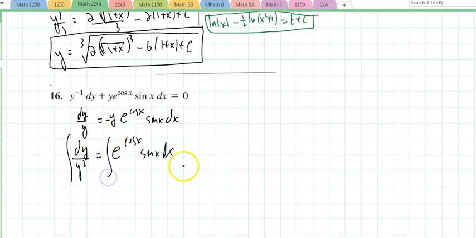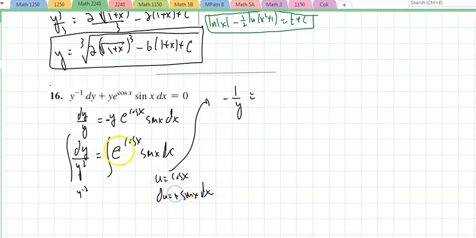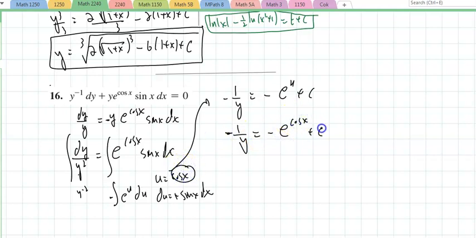And if I integrate, I'm looking at, this is y to the negative 2, add 1 to the power, divide by that, negative 1 over y equals, here if I let u equal the cosine of x, du is negative the sine of x dx, so that picks a negative e to the u du. So that becomes negative e to the u plus c, negative 1 over y equals negative e to the, and u was cosine of x. So 1 over y, if I take the reciprocal of this side, that would be the reciprocal of this side.